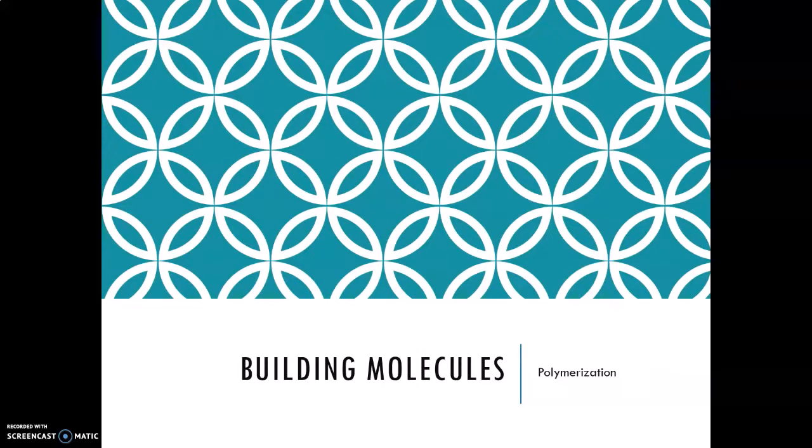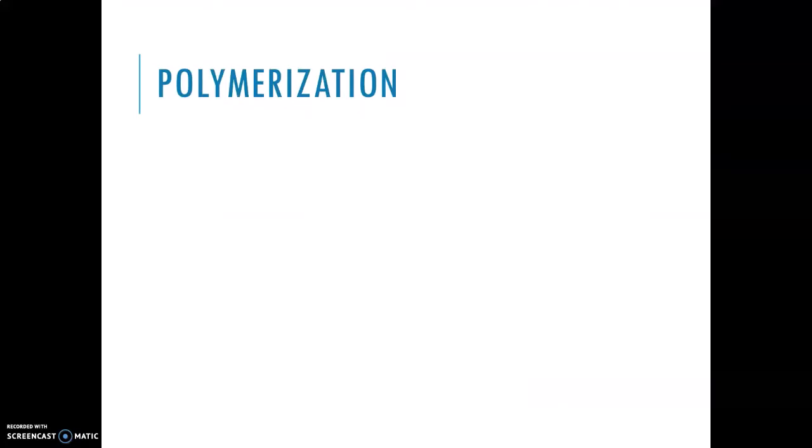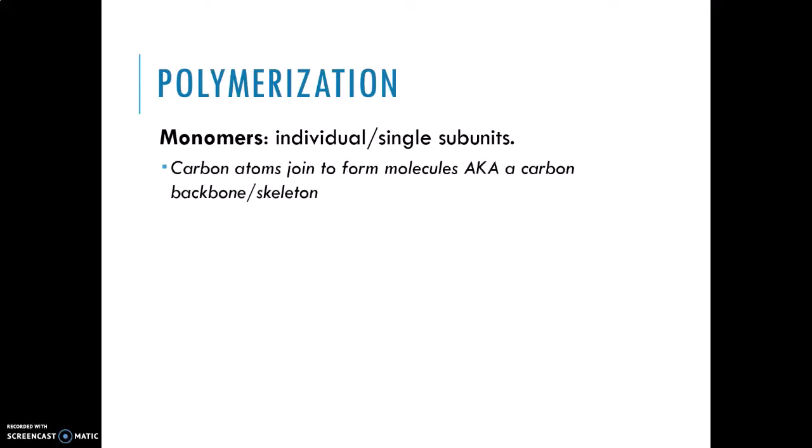So now let's talk about how these molecules are built. When you build large molecules, those large molecules are made out of subunits called monomers. Mono, M-O-N-O, means one. Mer, M-E-R, means a part of something or a section of something. So a monomer is one small part. Carbon atoms join together to make what we call a carbon backbone or a carbon skeleton. So if you have one carbon bonded to another, that would be the subunit to make a larger molecule.